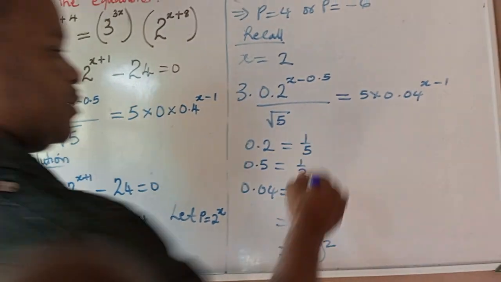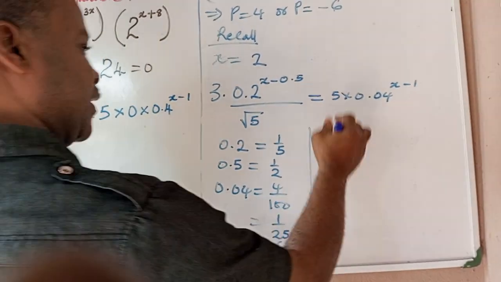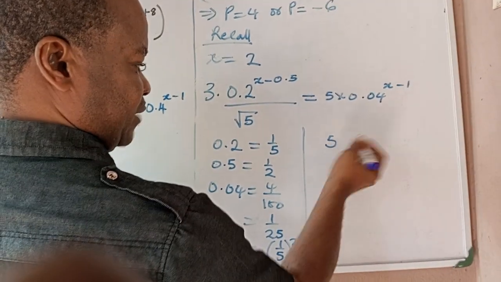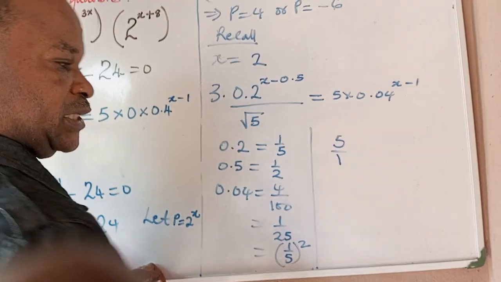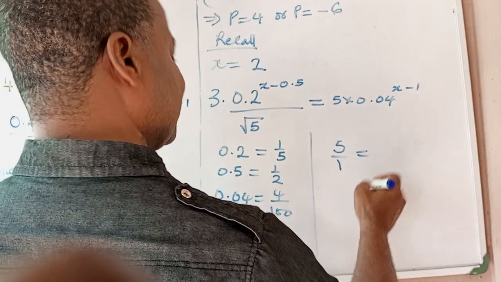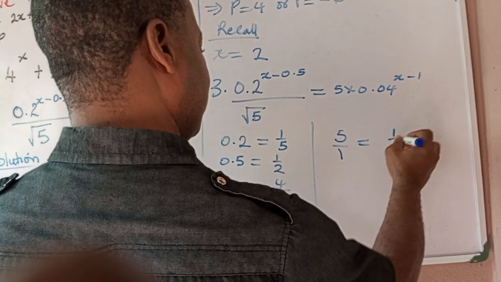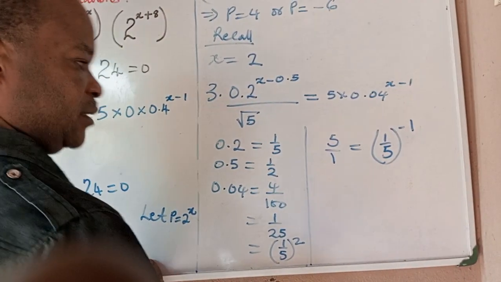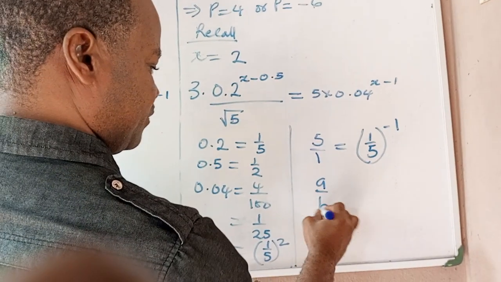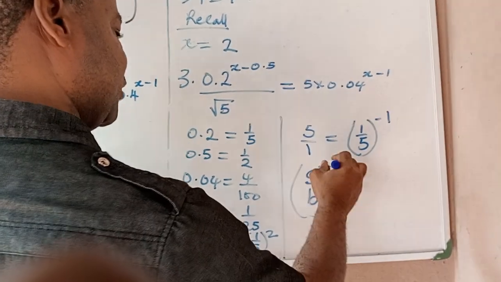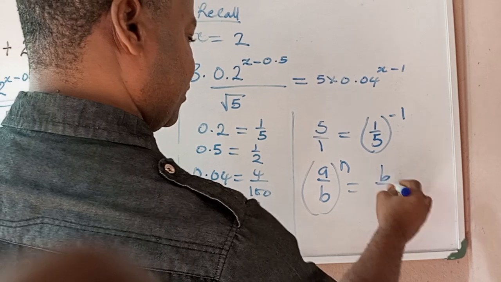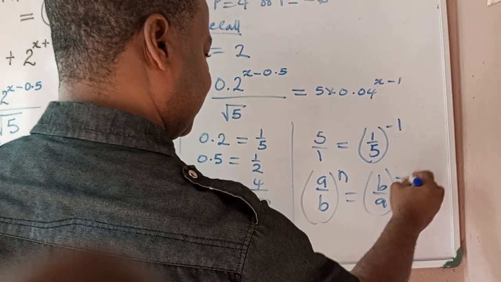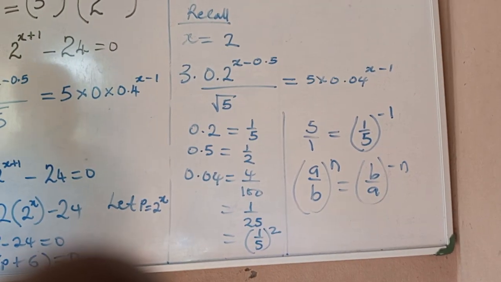on the board. Let me also explain something else. We have 5 here. 5 is the same thing as 5 over 1, because this is a rational number. And that is the same thing as saying 1 over 5 raised power of negative 1. Why? Because in indices, a over b raised power of n is the same thing as b over a raised power of negative n. That is a rule of indices.